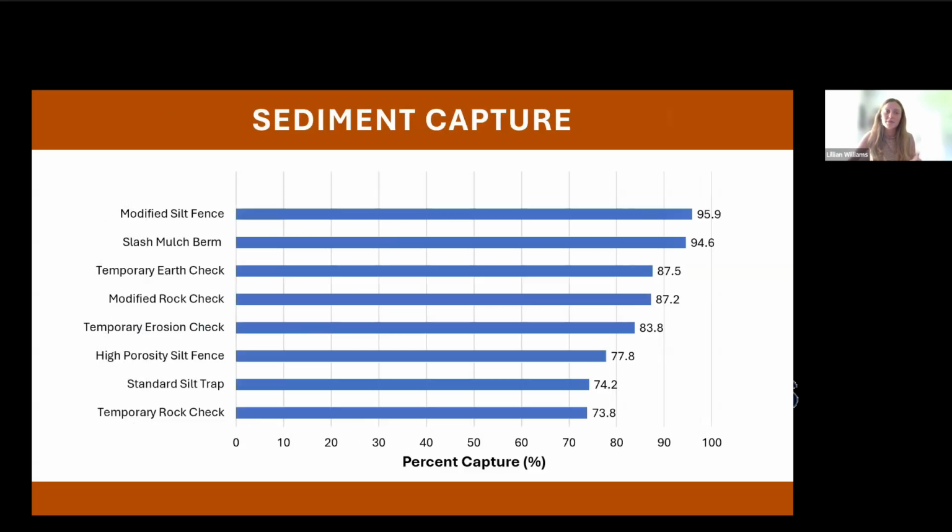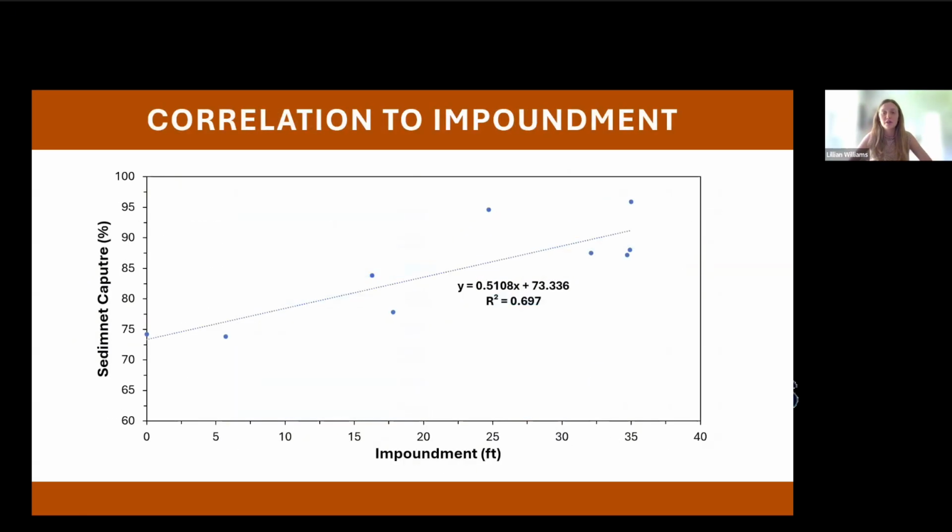But our highest performing one was the modified silt fence at 95.9% sediment capture, closely followed by the slash mulch berm. We wanted to look at that correlation to impoundment. As we had stated earlier, we were looking for high impoundment because that gave higher sedimentation time and opportunity, and then slowed that velocity flow. So we noticed a trend that the higher sediment capture also had the higher impoundment lengths. So this was a really neat correlation. And the R squared kind of tells us how well of a fit it was. And it was a surprisingly apparent trend.